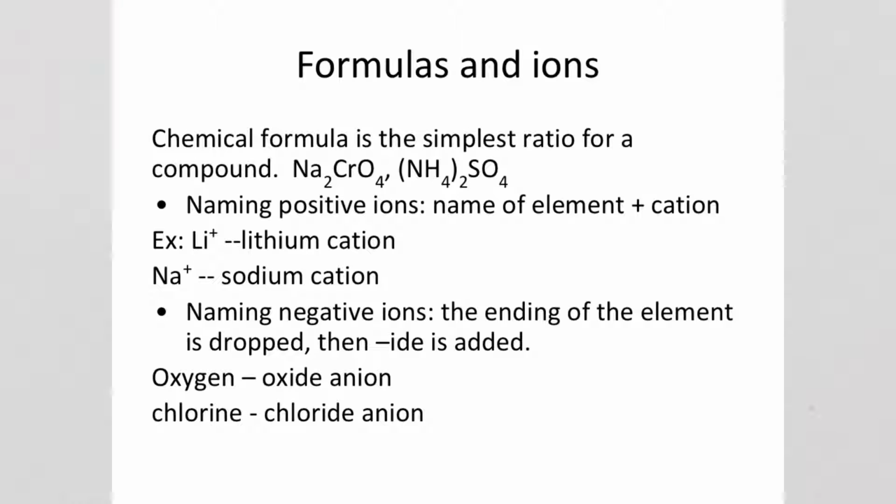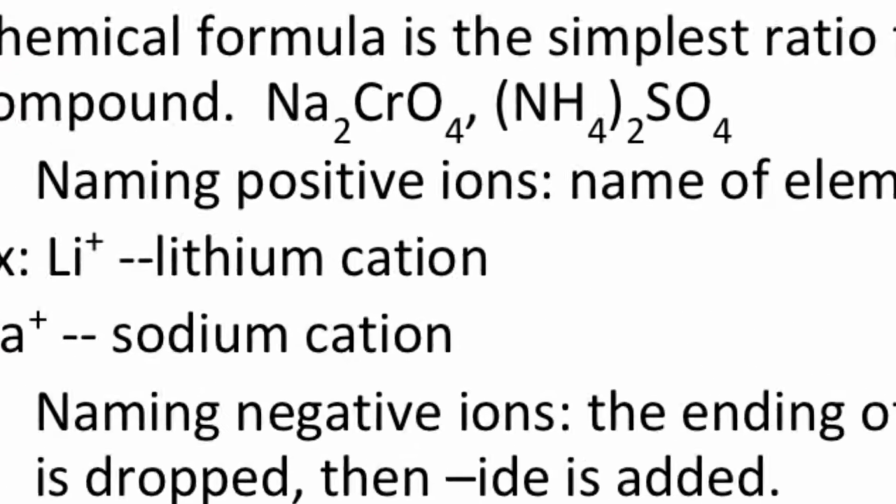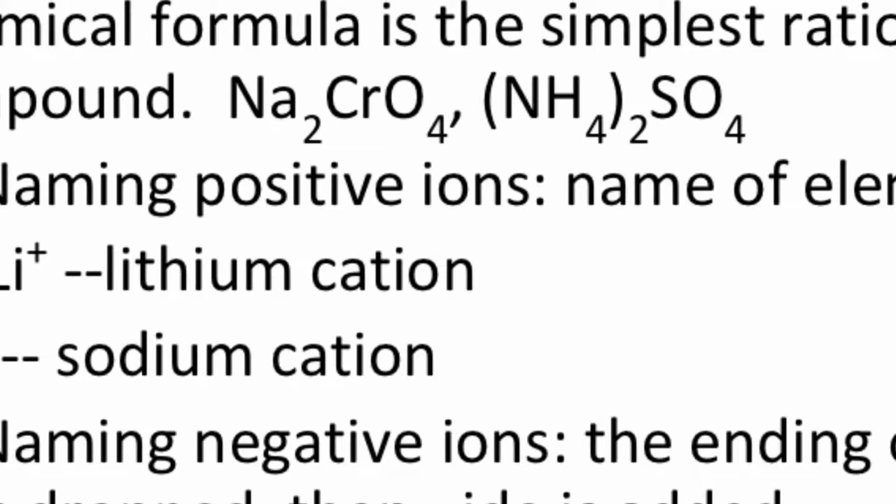Alright, so let's take a look at some of the basics. Chemical formula. That's what these are right here. Chemical formulas. The subscript tells us there's 2 sodium. We don't write ones for that, so that means that there's 1 chromium and 4 oxygen.